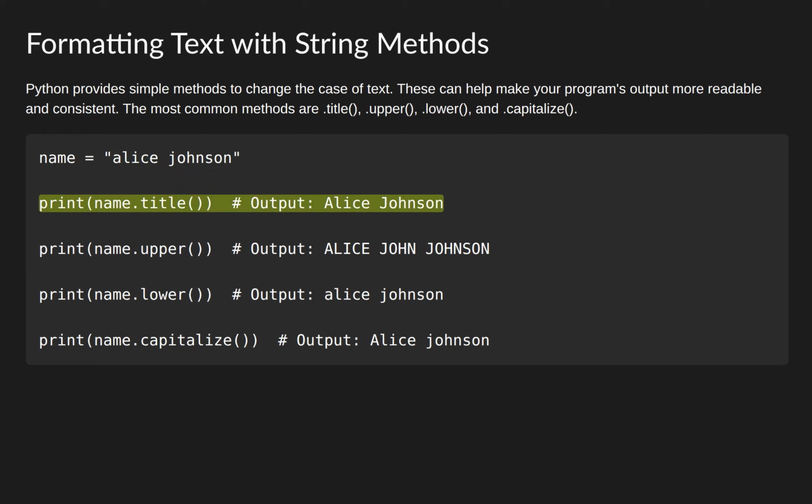The .title method converts the first letter of each word to uppercase, resulting in Alice Johnson. The .upper method changes every letter to uppercase, giving ALICE JOHNSON. The .lower method ensures all letters are lowercase, producing alice johnson. Finally, .capitalize makes only the first letter of the string uppercase, while the rest remain lowercase, resulting in Alice johnson. These methods help standardize text presentation and improve readability in your programs.